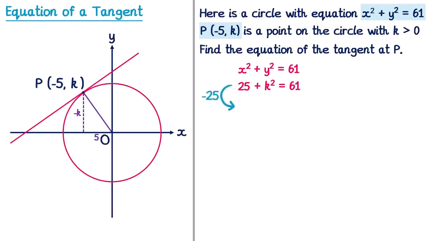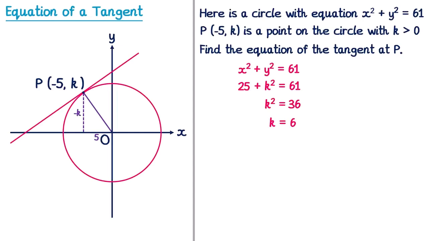Subtract 25 from both sides. On the left that will cancel, so it's just k squared. And on the right, 61 take 25 is 36. Then we can square root both sides, and we get k is equal to plus or minus 6. But it does tell us in this question though that k is greater than 0. So we know that k is positive, so in this one, k is actually just 6.